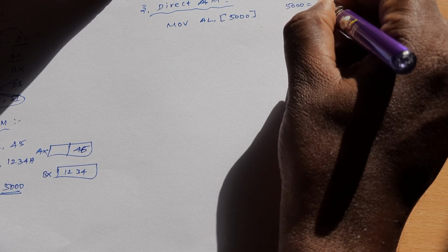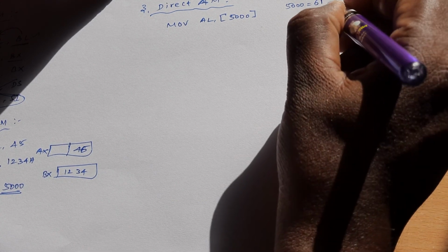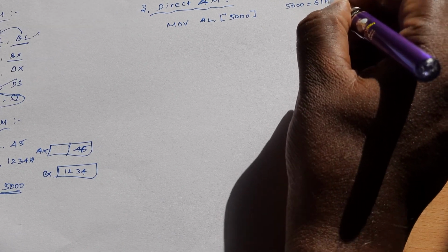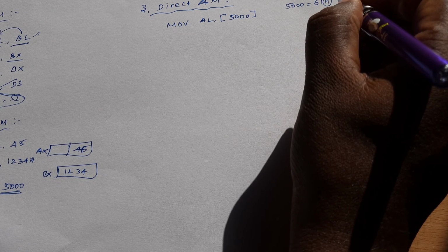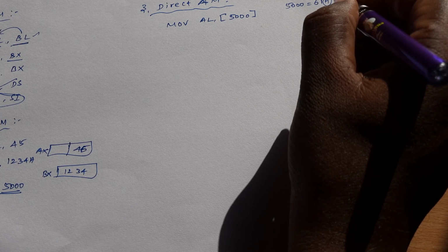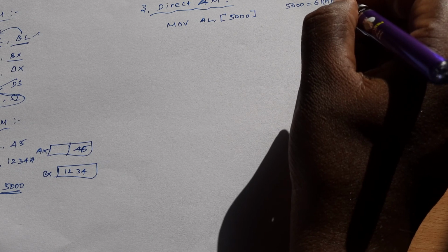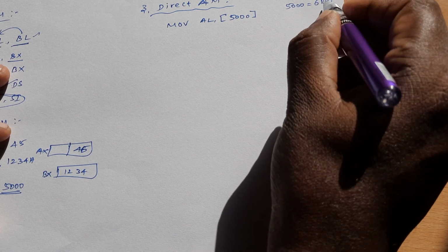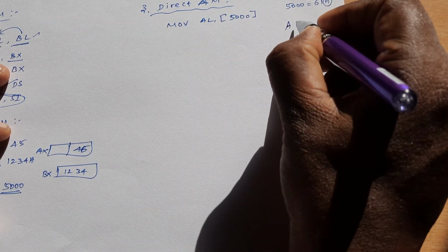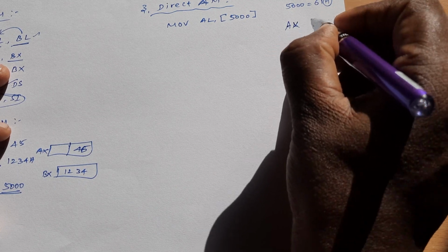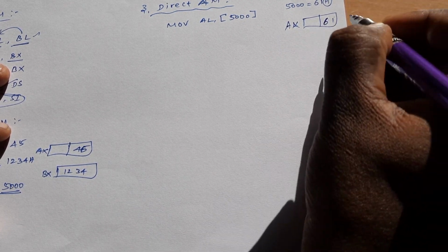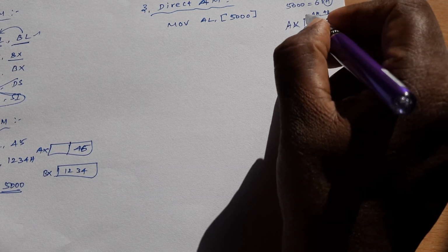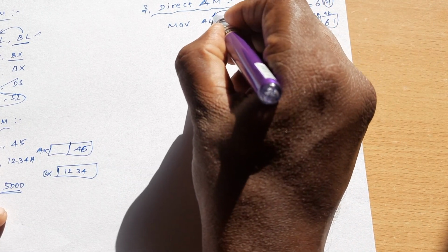Let us take 61 as my value at 5000. That is not 61H. Hereafter I will not mention H in any number, because all the numbers we are going to use hereafter in all my videos are going to be hexadecimal. Wherever I have a decimal, I will specify it is decimal. So here the 61 is actually moved to AL. After this execution, the AX register will have the value 61 in AL; this is AH, this is AL.